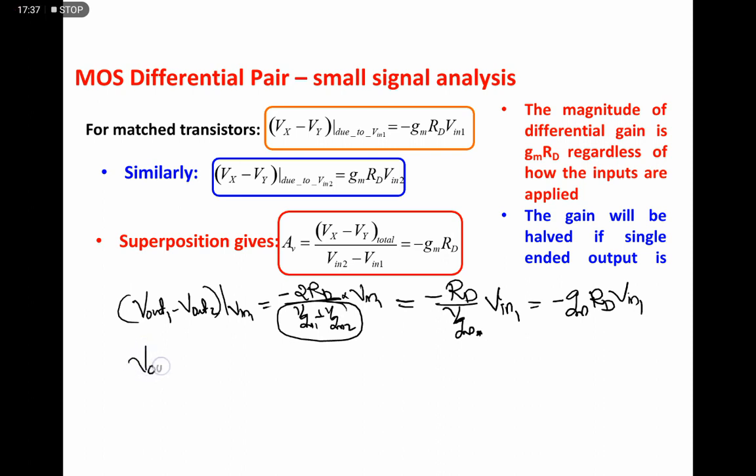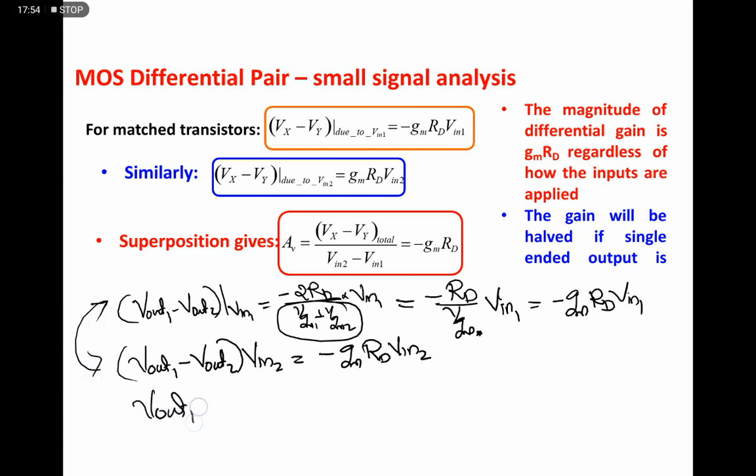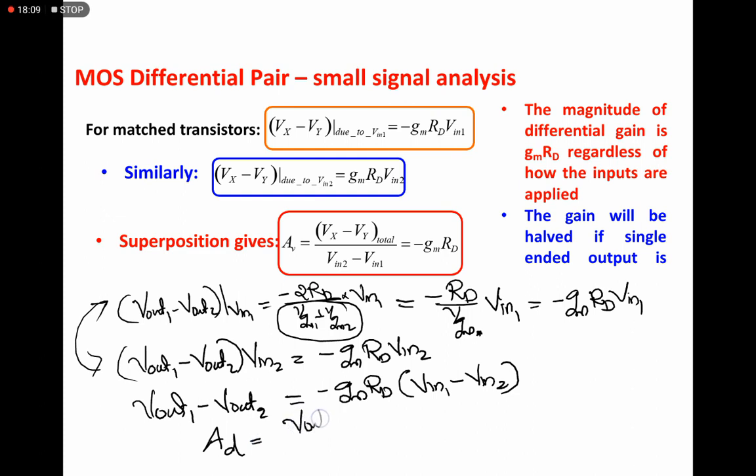Similarly, for input 2, V out 1 minus V out 2 due to V in 2 is minus GMRD into V in 2. Subtracting these two, V out 1 minus V out 2 is equal to minus GMRD into V in 1 minus V in 2, and you will get the actual differential gain AD equal to V out 1 minus V out 2 divided by V in 1 minus V in 2, which is minus GMRD.